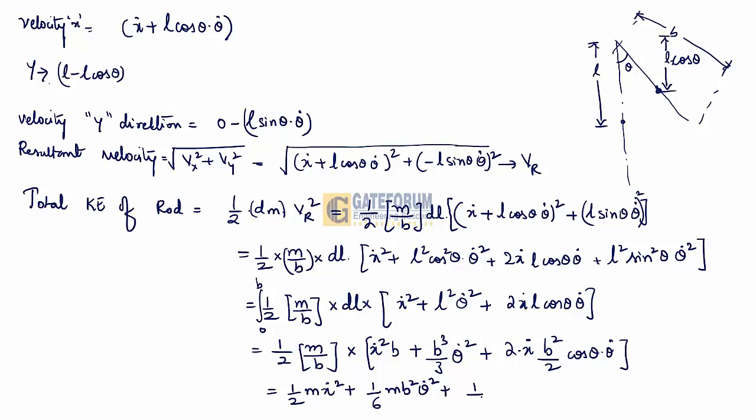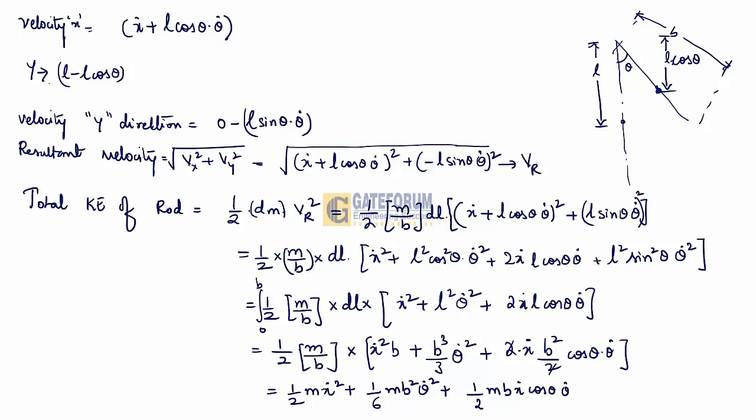Next is half. 2 will be cancelled, but half will be remaining as it is. 2 into this will be m b x dot into cos theta into theta dot. So this will be the kinetic energy, the total kinetic energy of the rod, which is having some mass.